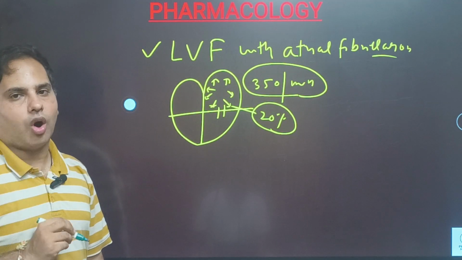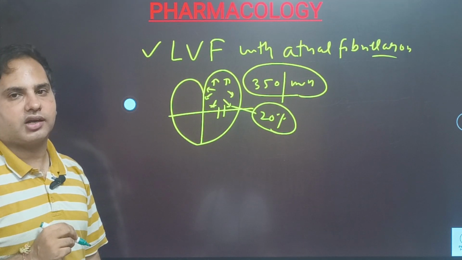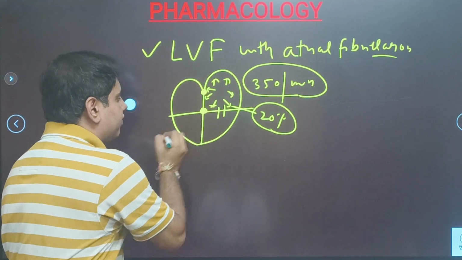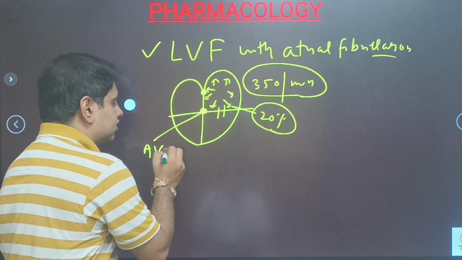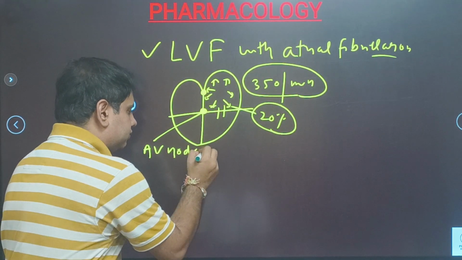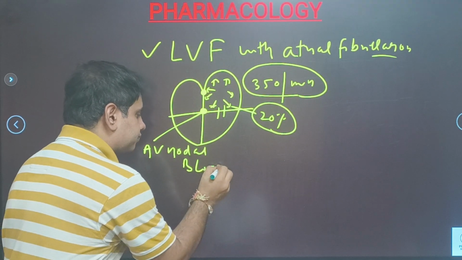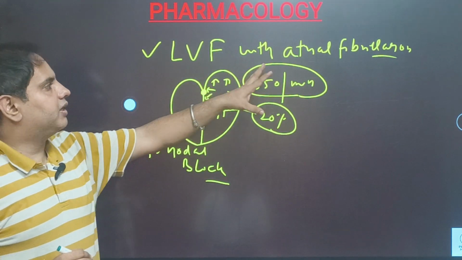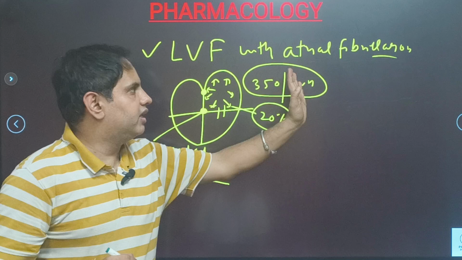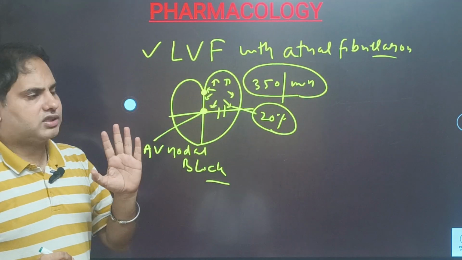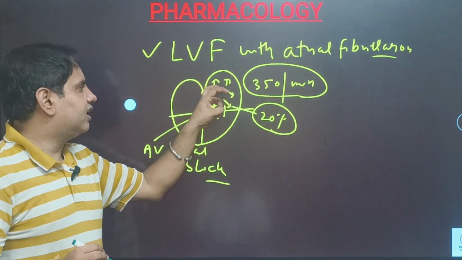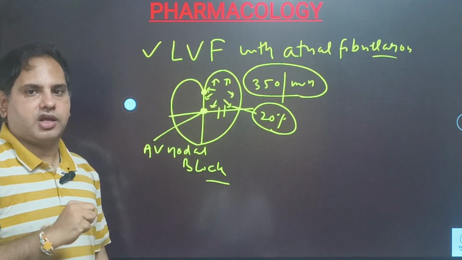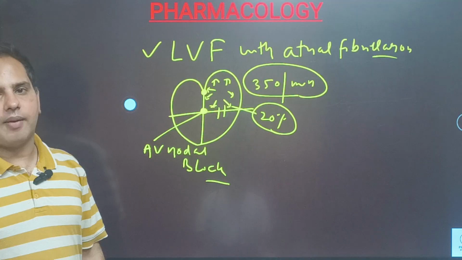And I told you what digoxin is doing by its indirect actions. It acts here and blocks the AV node by indirect actions, by activation of your vagal tone. So in patients suffering from left ventricular failure with atrial fibrillation, you want medicines so that these abnormal electrical activities do not move to the ventricle. If they move to the ventricles, much more damage will happen.